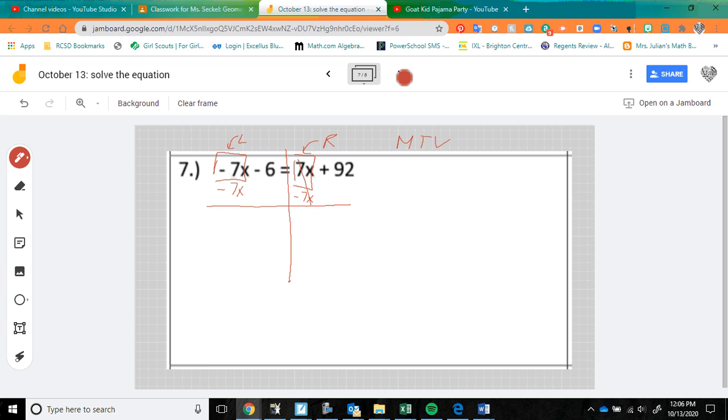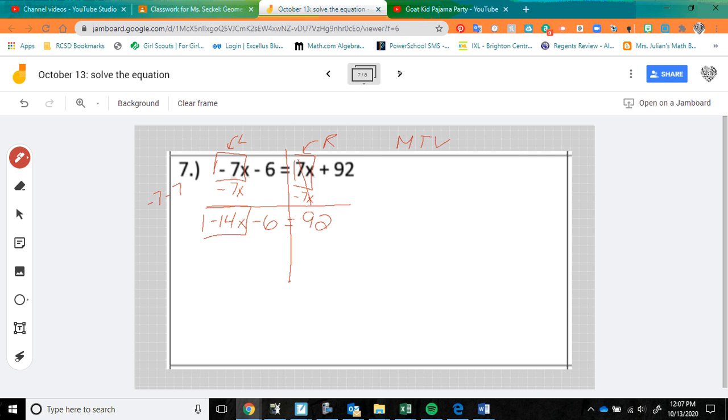So here we have a calculation to do. This is -7 minus 7. This is what you would type in the calculator. -7 minus 7 is -14x. Bring down everything we haven't dealt with. I'm going to bring down the -6, the equal sign, and the 92.